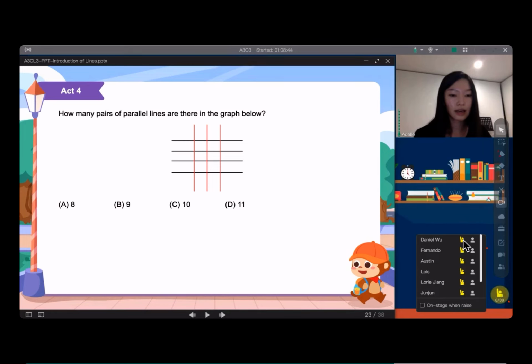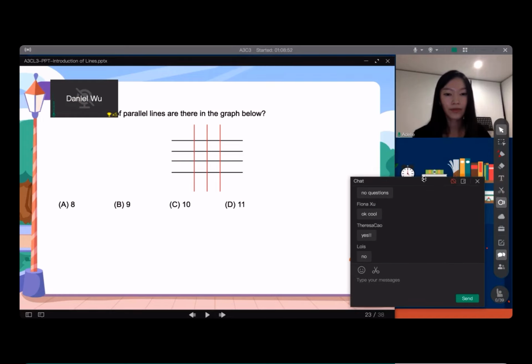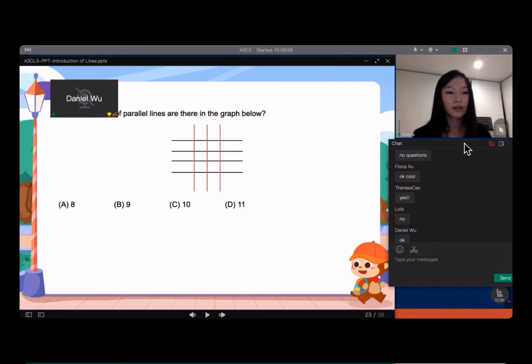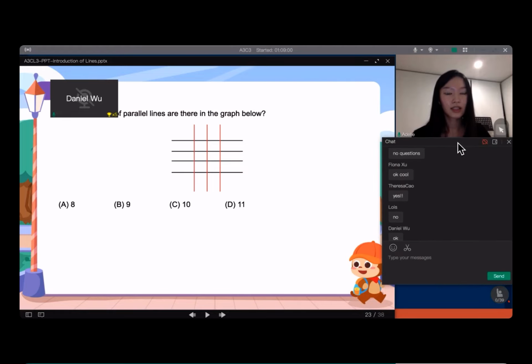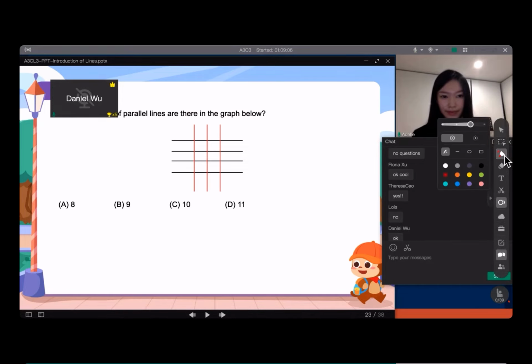Okay, let's have someone on stage with us. Hi, Daniel. Hello. Hi. Can you please explain to us how you did the question? Okay, can I please borrow the pen? Of course. There you go. Thanks.